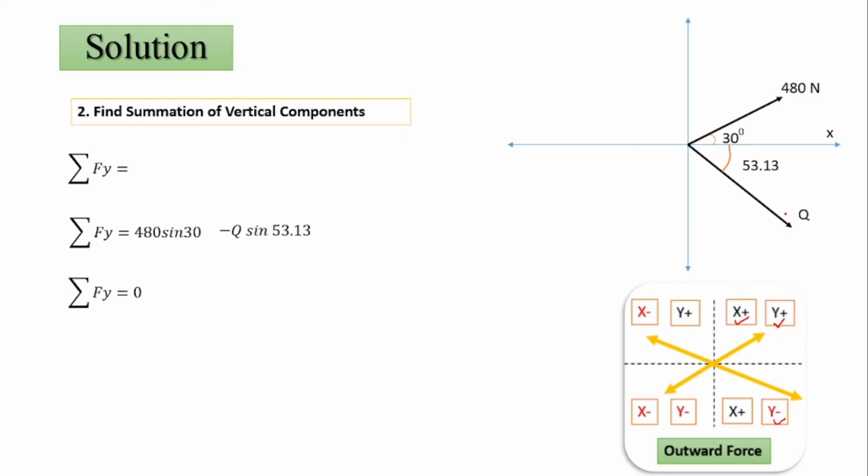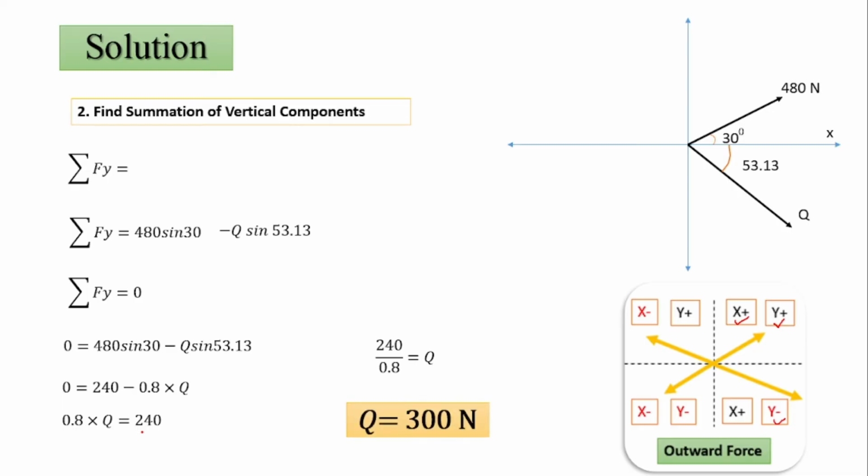Here we can put summation of Fy is equal to 0 as the resultant is horizontal. That's why 0 is equal to 480 sine 30 minus Q sine 53.13. You can find the value. 480 sine 30 is equal to 240, minus the value of sine 53.13, which is 0.8, into Q. Now this value goes to the left hand side. So here we get 0.8 into Q is equal to 240. Now we can find the value of Q by dividing 240 by 0.8. So the value of Q is equal to 300 Newton. By following this way, we can find the value of Q.